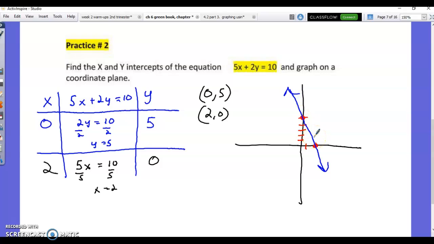So again, graphing using x and y intercepts, you always use 0 for the opposite variable. So if it's a y-intercept, you use 0 for x. If it's an x-intercept, you use 0 for y. Plug it into the equation and solve for the other variable.